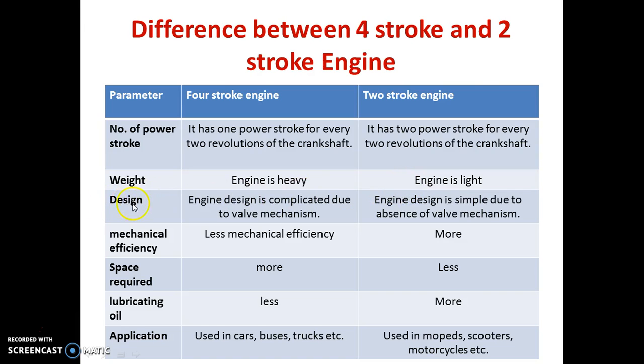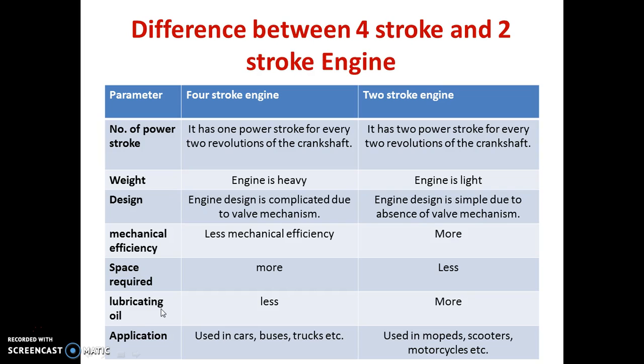Next point is design. The design of the 4-stroke engine is complicated due to valve mechanism, whereas for the 2-stroke engine the design is quite simple because there is an absence of valve mechanism. Mechanical efficiency. For the 4-stroke engine it is less as compared to the 2-stroke engine. Space required. The space required for the 4-stroke engine is more as compared to the 2-stroke engine.